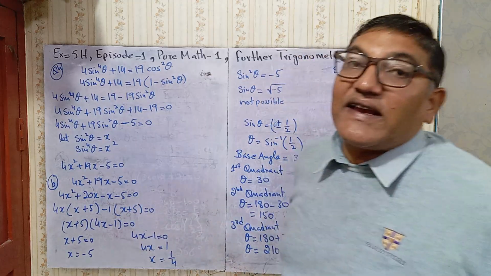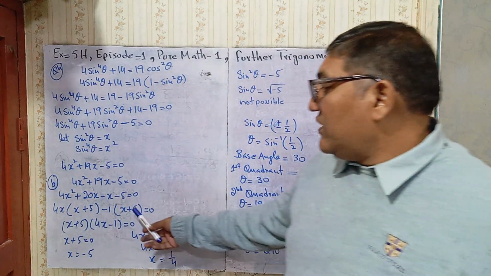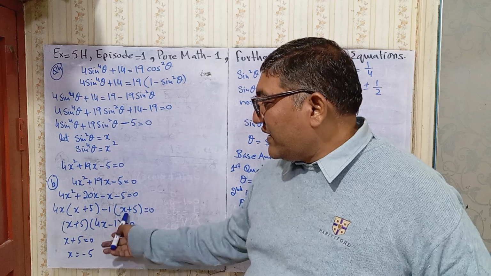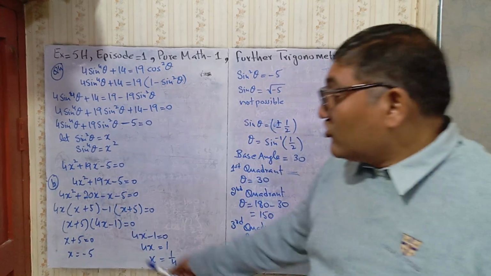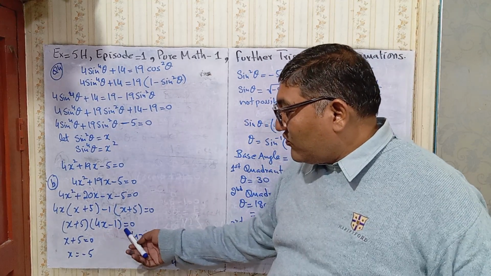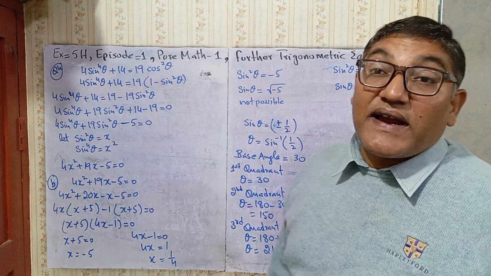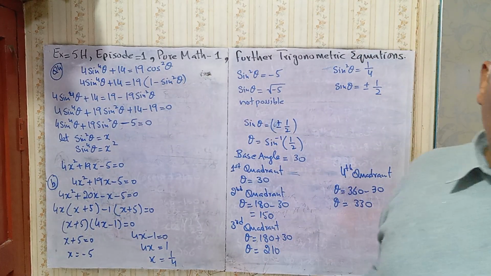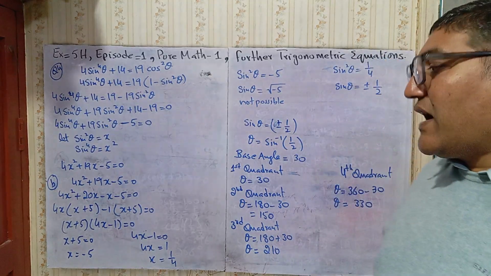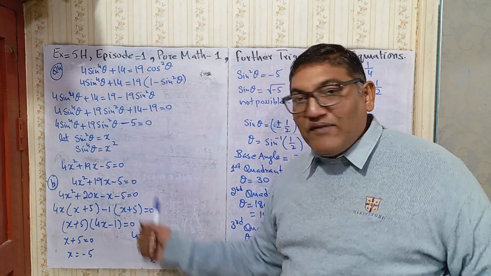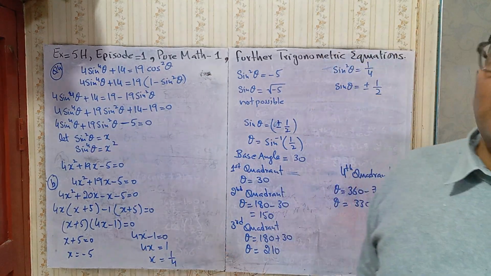From the last two terms, I can take minus 1 common. So in the bracket, you will have x plus 5. So you can take x plus 5 bracket common. So in the second bracket, I will have 4x minus 1. And these two brackets multiplying with each other, the answer is 0. When two brackets multiply, the product is 0. That means either the first bracket is 0 or the second bracket is 0. So I will make both the brackets 1 by 1 equals to 0.